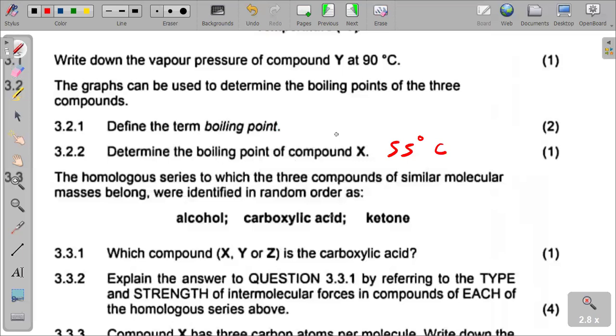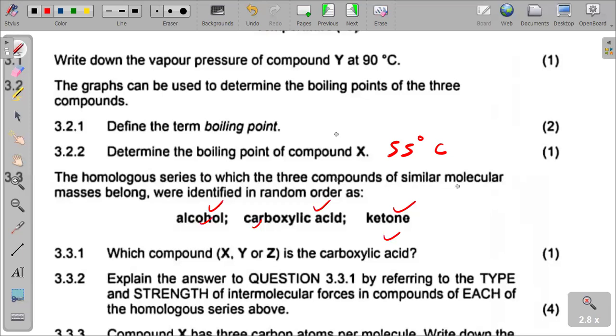The next question, 3.3, is now saying the homologous series to which the three compounds of similar molecular masses belong were identified in random order as alcohol, carboxylic acid, and then a ketone. Which compound X, Y, or Z is a carboxylic acid? Now, among these organic compounds that have been given, the one that has the highest boiling point and of course the lowest vapor pressure, because vapor pressure varies inversely with the boiling point.